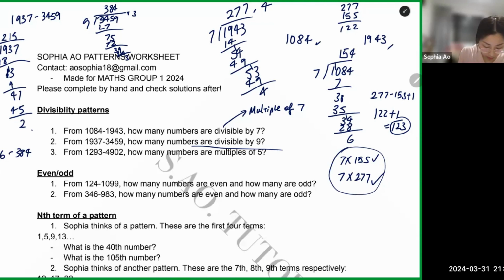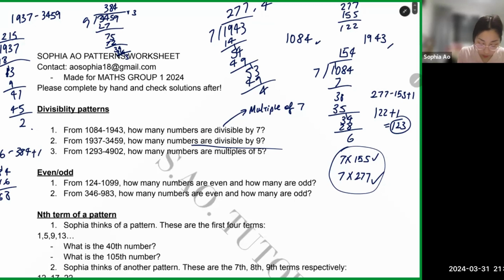Okay? Then figure out the number of numbers from 384 to 216. So you're going to do 384 minus 216 like this. 168. But don't forget, you have to plus 1 at the end to include the numbers themselves. So add 1 and you get 169. So that's the answer for number 2.